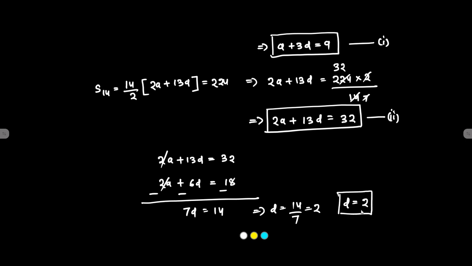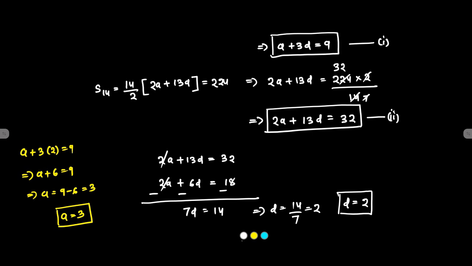Now we can put this value in either equation. So we'll put it in equation 1. a plus 3d is equal to 9, so a plus 3 into 2 is equal to 9. That implies a plus 6 is equal to 9, so a is equal to 9 minus 6, which is equal to 3. So the first term is equal to 3 and the common difference is equal to 2.